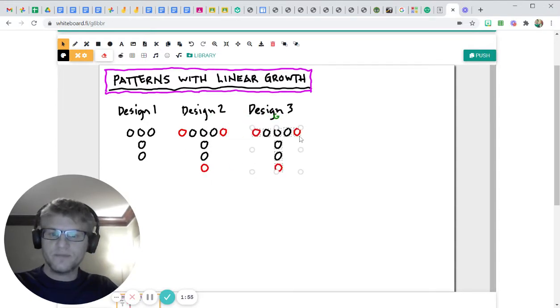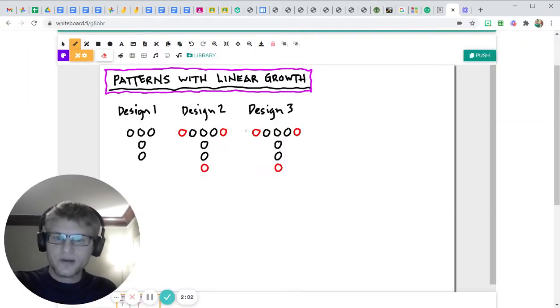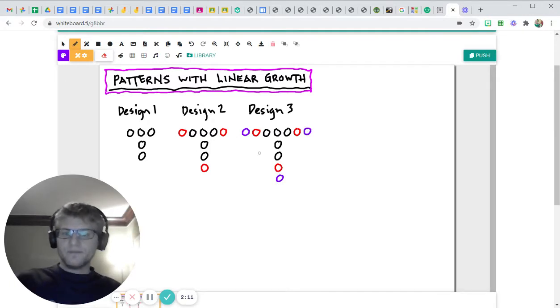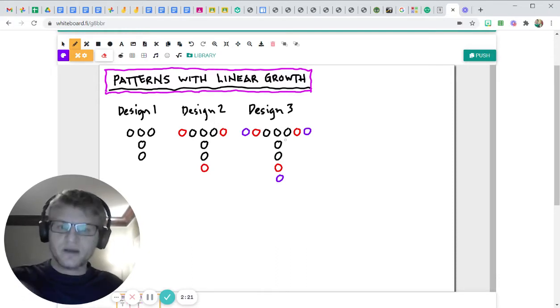Now in design three, that growth is going to happen again, right? The growth continues in that same pattern. So let's make it purple. We're going to add another circle to design three, one here, one there, and one there. Now notice in design three, the new growth is in purple. So each one is getting bigger, but by the same amount. You won't necessarily always see the colors; I'm just doing it in colors so you can see. But if you're doing it on your own paper, you can shade them in if you want to show where the growth is.